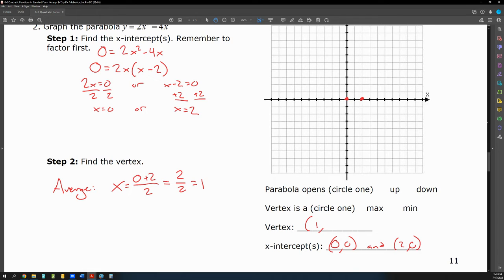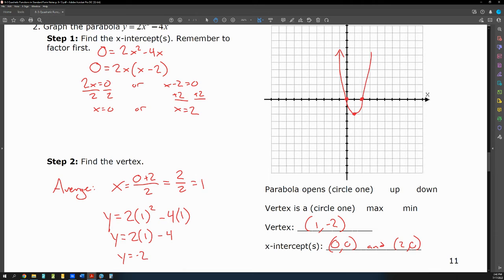And then to find our y-coordinate, we plug in 1 for x into the original equation. So we have y is equal to 2 times 1 squared minus 4 times 1, which is equal to 2 times just 1 minus 4, which is equal to negative 2. So the y-coordinate of our vertex is negative 2. So our vertex has coordinates (1, negative 2). So we have this graph here.